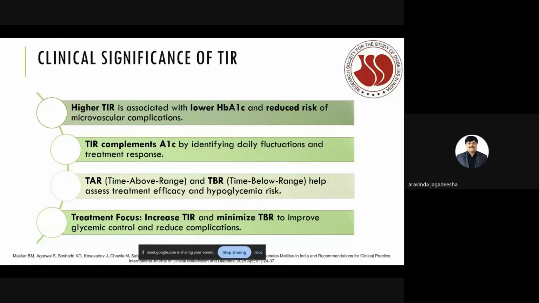In the long run, we have so many studies which show it reduces microvascular complications. The next point, TIR complements A1C by identifying daily fluctuations and treatment response. TAR, time above range, and TBR, time below range, help assess treatment efficacy and hypoglycemia risk. So the treatment focus: increase TIR and minimize TBR to improve glycemic control and reduce complications.